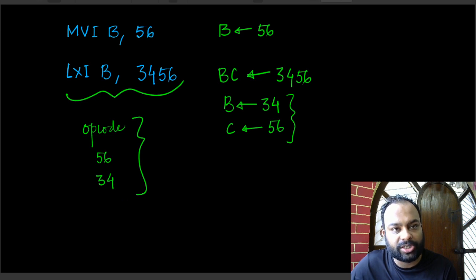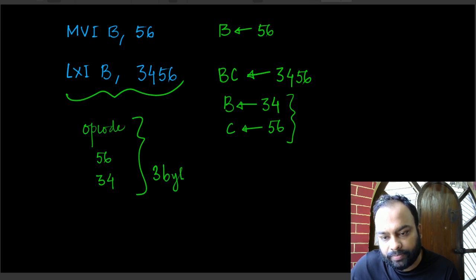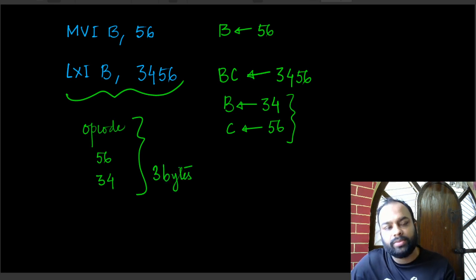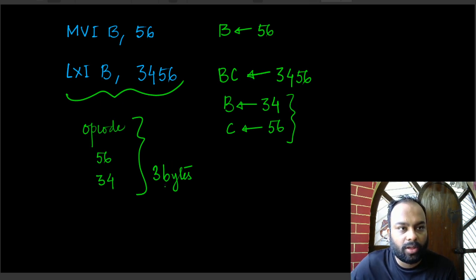Of course, every instruction has an opcode. Now it has data, but the data is 2 bytes. So how many bytes would this instruction take? Of course, this is going to be a 3-byte instruction. Okay, this instruction is going to take 3 bytes, right? All right, I hope you understand this. So this is a 3-byte instruction.